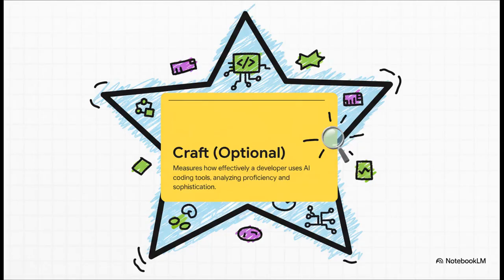And finally, we have the newest dimension, craft. Now this one is totally optional, and it's all about measuring your mastery of AI coding tools. So if you use tools like Claude Code and you choose to share that data, Craft analyzes how proficient you are. And it's not just about using it, it's about how you use it. Things like how effectively you can refactor complex code with AI or generate really high-quality tests, not just boilerplate. It's what turns your profile into a 5-pointed star.